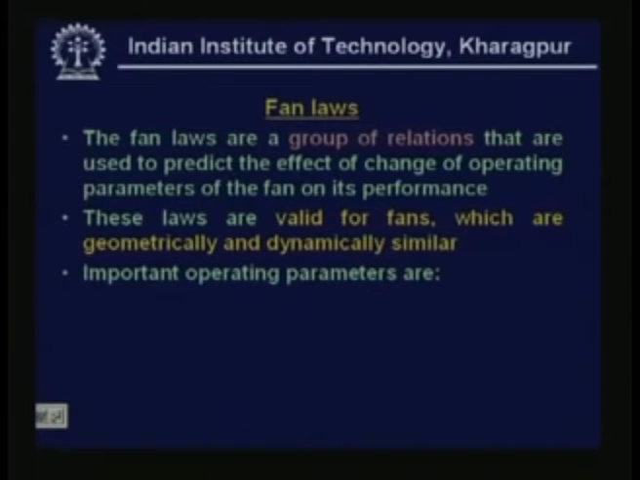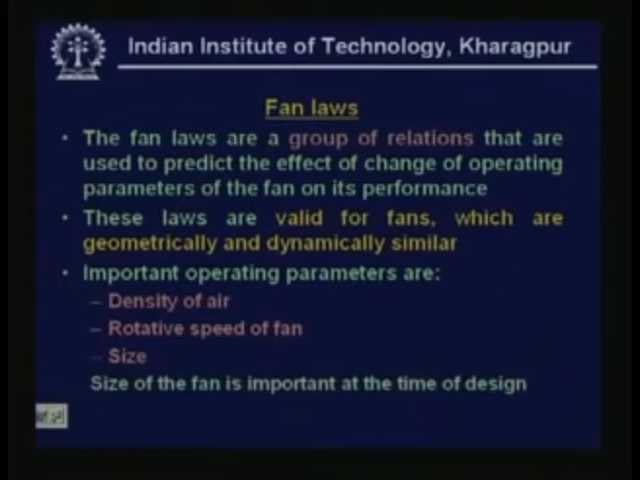Now, what are the important operating parameters? The important operating parameters are density of air, which depends on the air pressure and the temperature; then rotative speed of fan, that means RPM or RPS of the fan; then the size of the fan, such as the diameter and width of the impeller. Out of these three, size of the fan is important at the time of design. At the time of operation we are mainly concerned with density of air and rotative speed of fan.